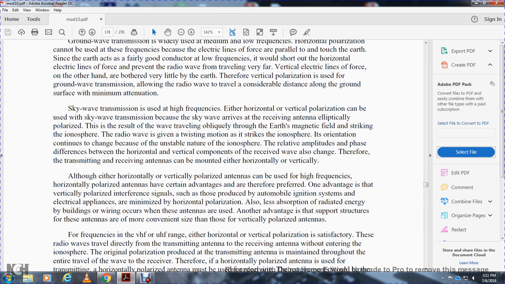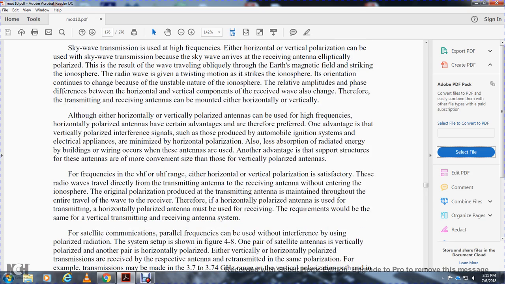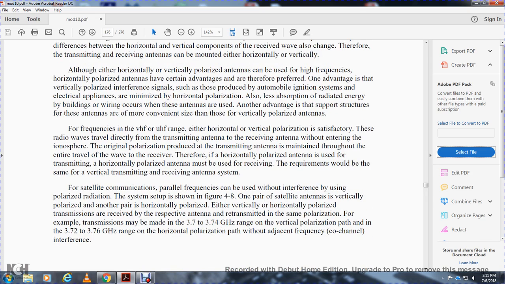Therefore, the transmitting and receiving antennas can be mounted either horizontally or vertically. Either horizontally or vertically polarized antennas can be used at high frequencies. Certain disadvantages of horizontal polarization make vertical polarization preferred. One advantage of vertical polarization is that interference from signals such as automobile ignition systems and electric lines is minimized compared to horizontal polarization. Also, a loss of radio energy through absorption by buildings and wiring occurs when the antenna is used. Another advantage is that the support structure of the antenna is more convenient with a vertically polarized antenna.